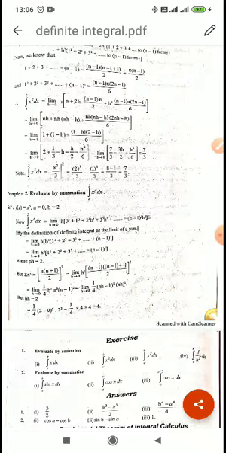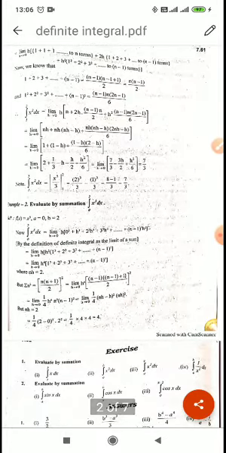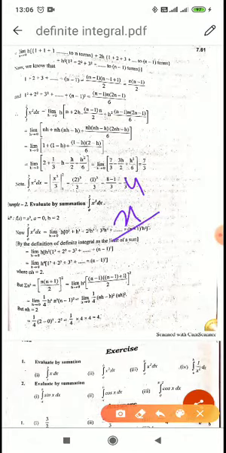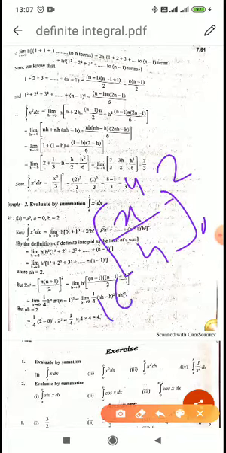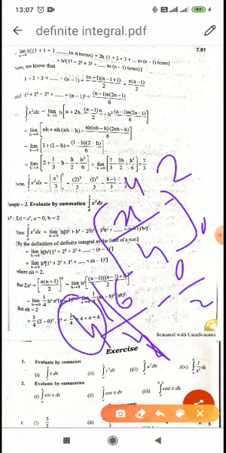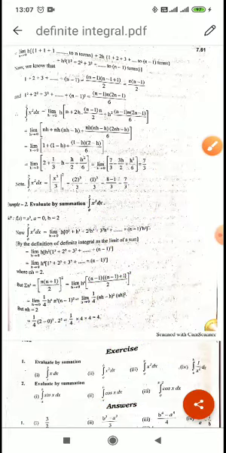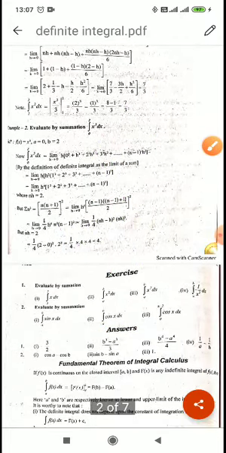No, again I have made a mistake. X to the power 4 by 4, from 0 to 2: 16 by 4 minus 0 by 4. So the answer is 4. Okay, so the answer is 4.